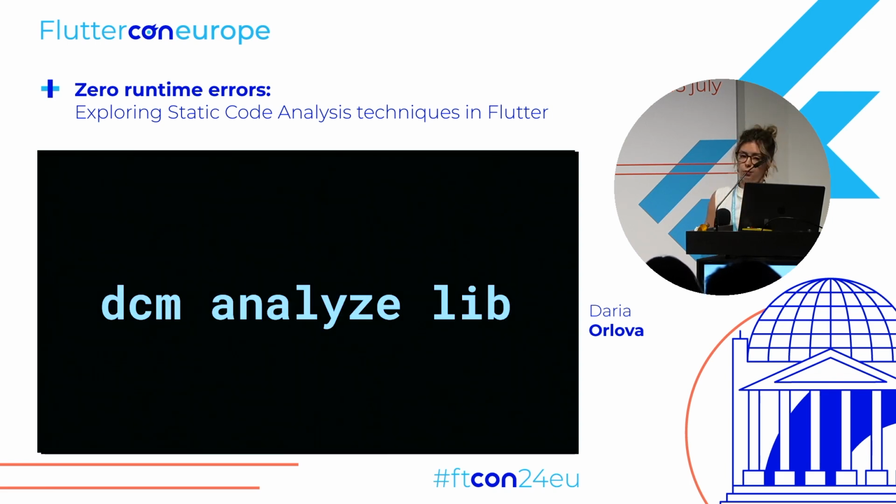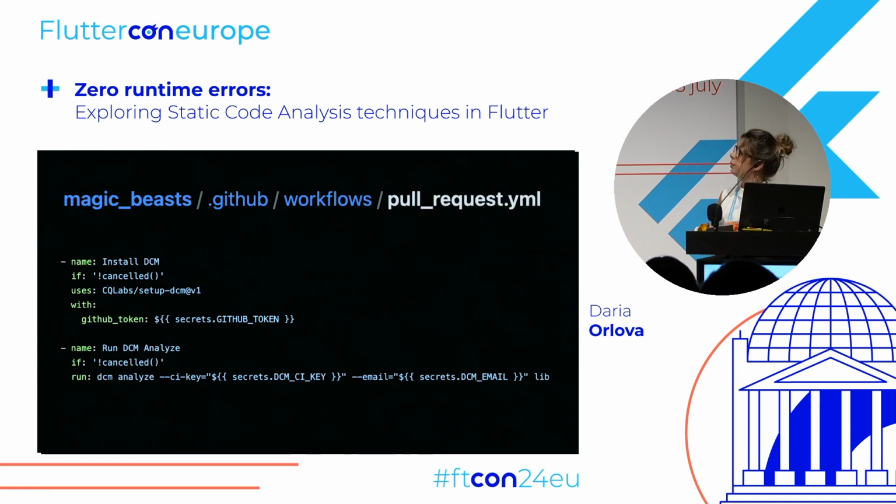And of course, we can perform this check in CLI by calling a command DCM analyze and providing the path. And if we call it in CLI, then we can also add it as a step to our audit workflow in GitHub. We have also added the if not canceled check, which will make these steps run even if previous ones, such as code formatting or Flutter analyze, will fail, so that we get all of the failures all at once and don't have to rerun it every time.